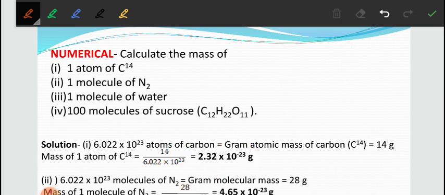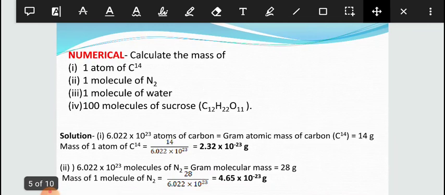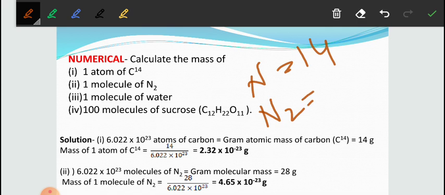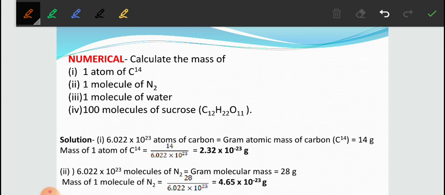Again, now the next part says we need to calculate one molecule of N2. We have to again calculate the mass. Again, to calculate mass we need to multiply by molar mass. The molar mass of nitrogen is 14 and the molar mass for N2 will be 2 into 14, so the answer will be 28. Okay, so the molar mass of N2 is 28. And again we have to multiply by molar mass and divide it by this Avogadro number. You will get your answer.